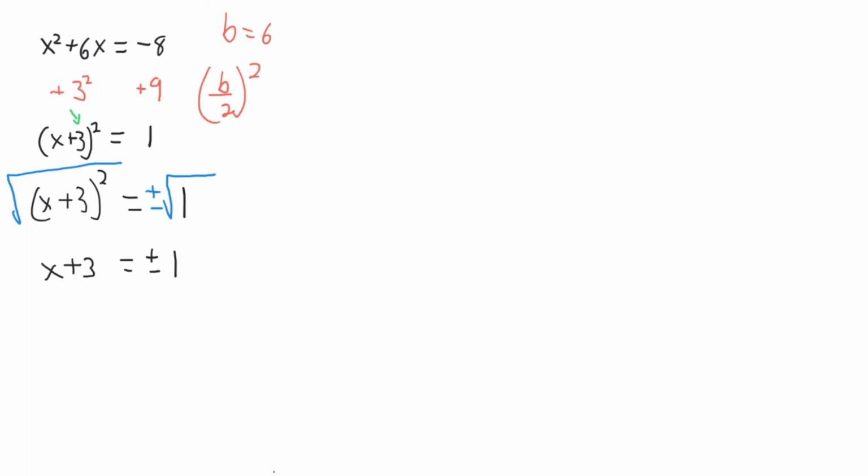The next step is fairly straightforward, but be careful. It's easy to make a careless error with this. We will be subtracting 3 from both sides, giving us x equals negative 3 plus or minus 1. That means there are two solutions for this equation. There is x equals negative 3 plus 1, and x equals negative 3 minus 1. So in one case, we have negative 2, and in the other case, we have negative 4, the two solutions to this quadratic equation.